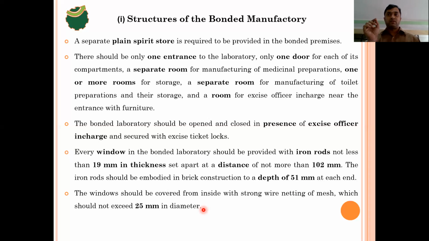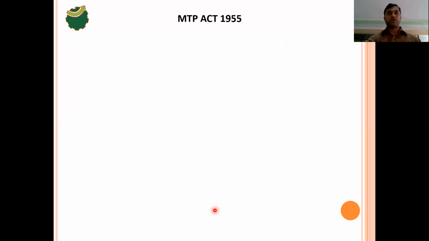That means that 51 mm apart from the visible iron should be inside the brick construction, so that it will be very strong. Nobody can break it so easily. And it should be covered with strong wire mesh of 25 mm diameter. So that is about the construction of a window.